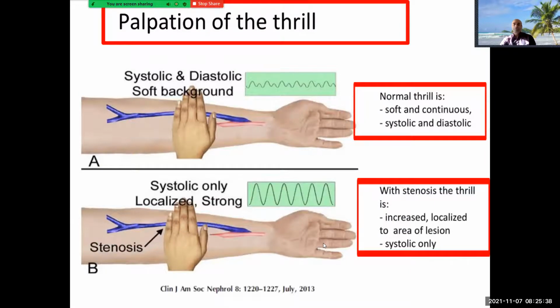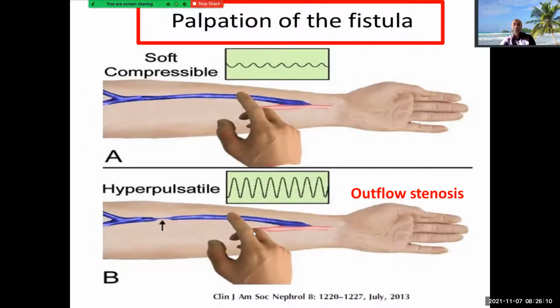As we mentioned, normal thrill is soft and continuous, through systole and diastole. If you have stenosis in this area, the thrill will be increased and localized to the area of the lesion, systolic only. The pulsation of the systolic thrill will increase, especially at the site of the anastomosis. As we mentioned, a normal fistula is soft and compressible, and this one is hyperpulsatile. If you have stenosis here, you put your hand here and you will feel this hyperpulsatile fistula and decreased thrill also.